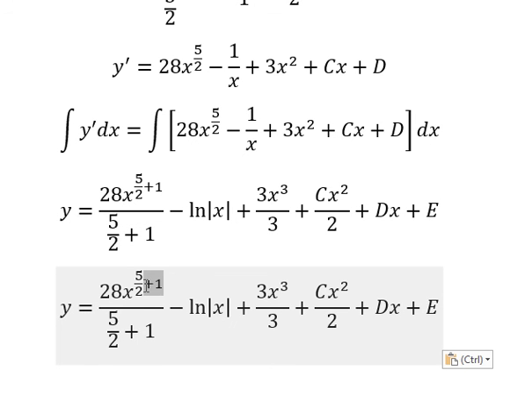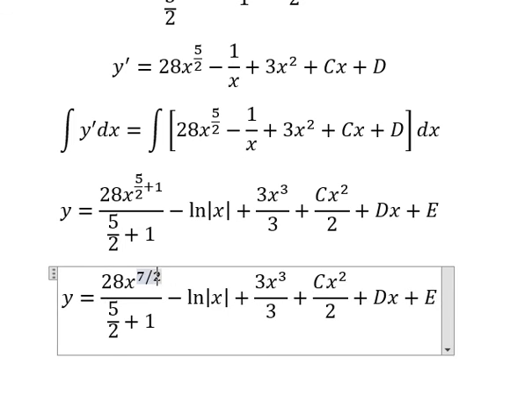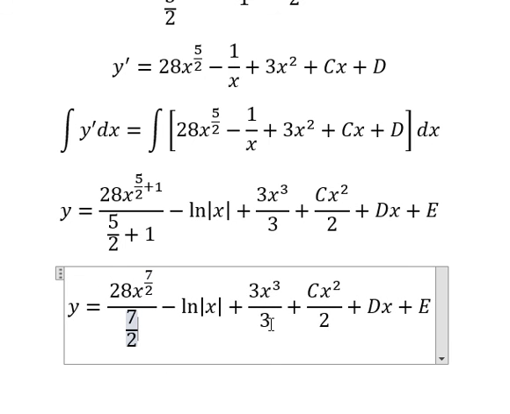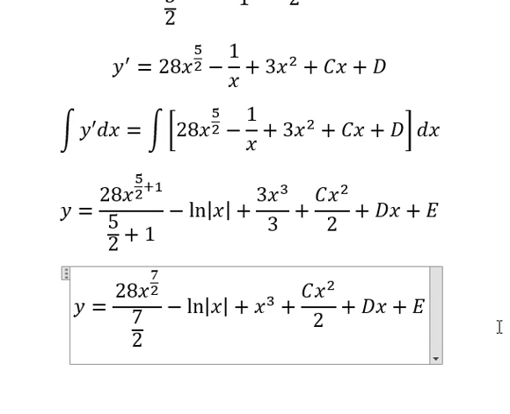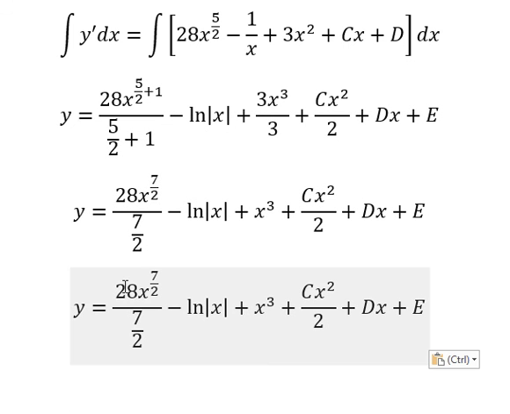This one you get 7 over 2. This one we simplify. 28 divided by 7 over 2, you get number 8.